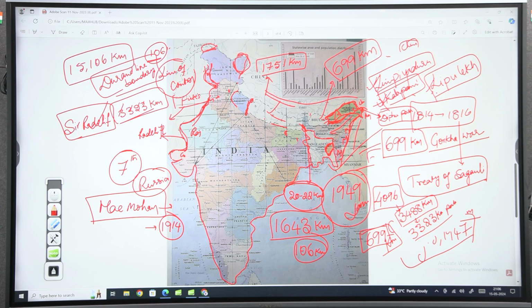The capital of Bangladesh is Dhaka. And the maritime boundary, yes, I'm going to discuss that in the next class.